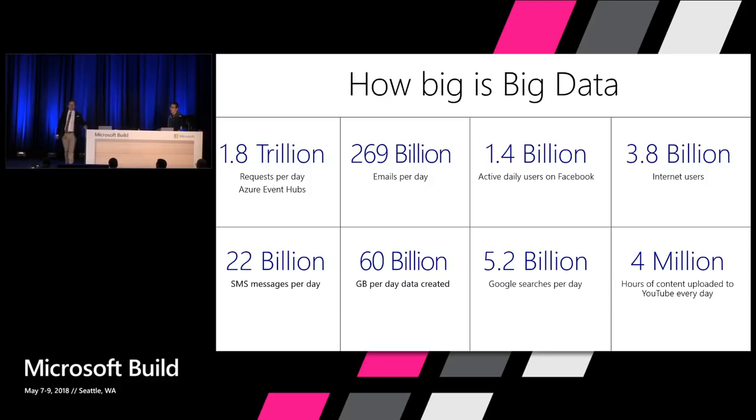And 60 billion gigabytes of data created globally every day. Think about how big that number is, 60 billion gigabytes. So that's pretty big. 269 billion emails. That was a number from 2017. I'm not sure how much of that is really spam. I would guess most of it. And 22 billion text messages. And then a number that we're pretty happy with is 1.8 trillion requests a day going into Azure Event Hubs.